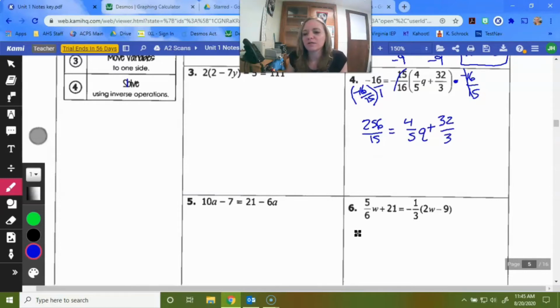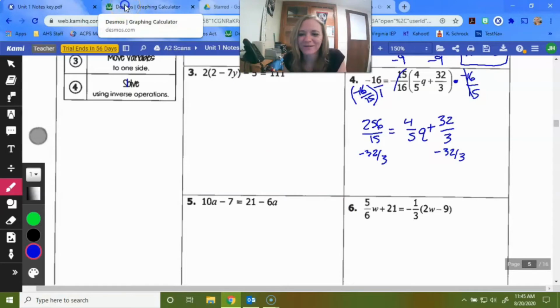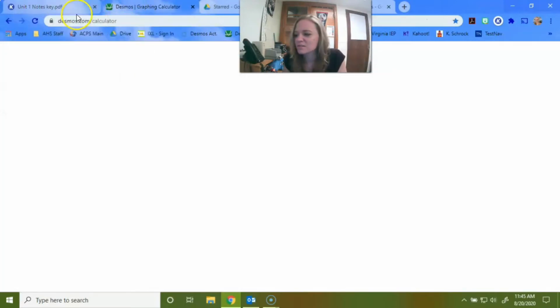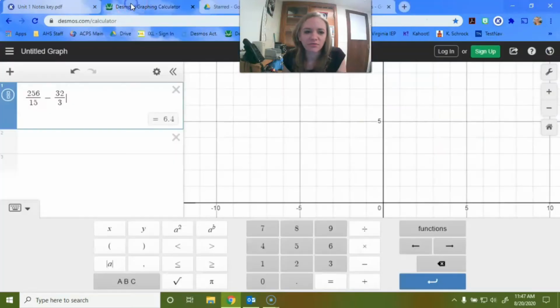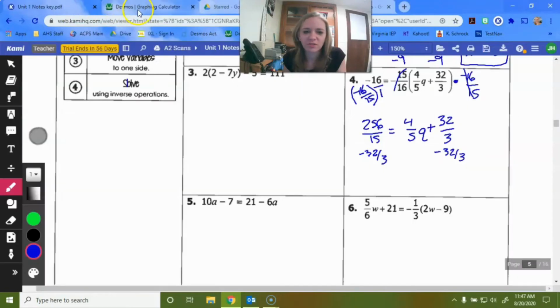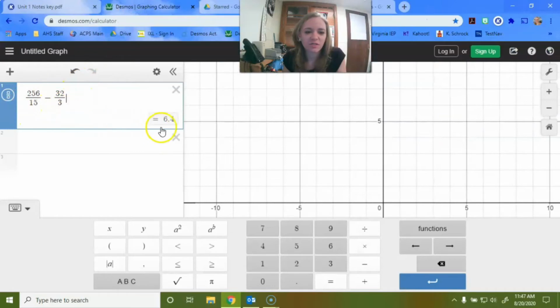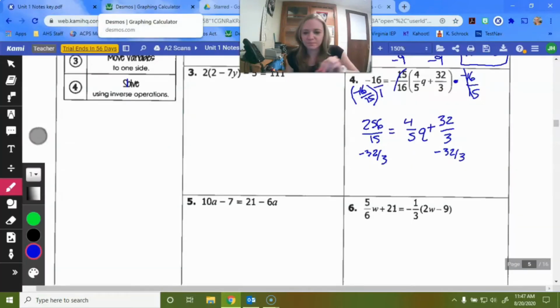And then I have to minus this, minus 32 over 3 to the other side. And then you're like, oh, yuckies, fraction minus a fraction? Well, yeah, let's just go to the calculator. Why not? So 256 over 15 minus 32 over 3. I just put those fractions in Desmos and got 6.4. You could also put them in your TI calculator and get the fraction. But that's 6.4.